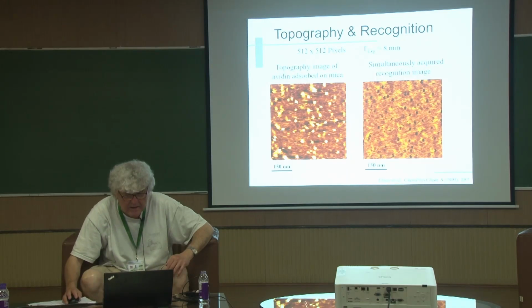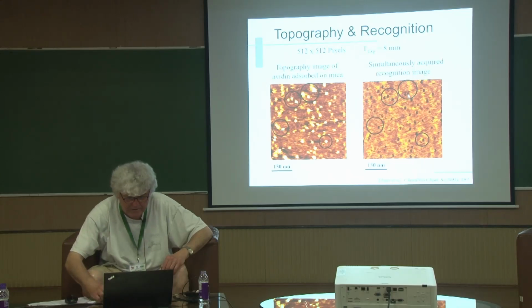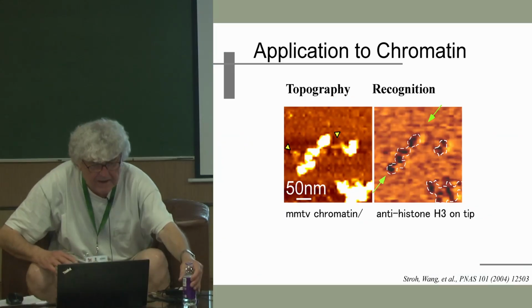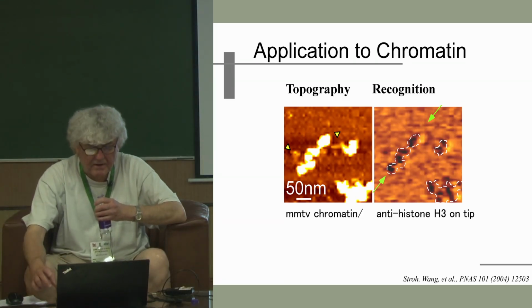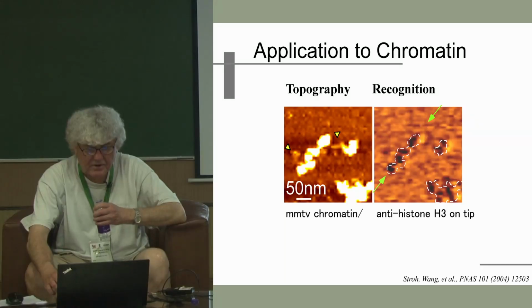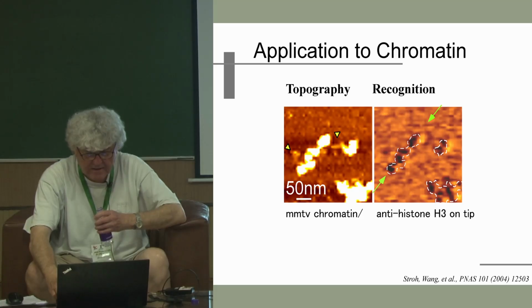Okay, so this is normal MAC mode imaging. It takes about 8 minutes, but we can also do it faster. Topography image: avidin now on mica, and with the biotinylated tip we can detect binding of biotin on the tip to the avidin molecules. These are our early applications, also on histones, for instance, where we also used an antibody to detect the histones on the surface. So that is our first publications with TREC imaging.